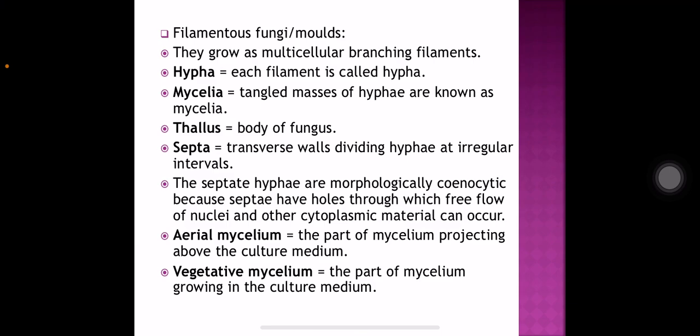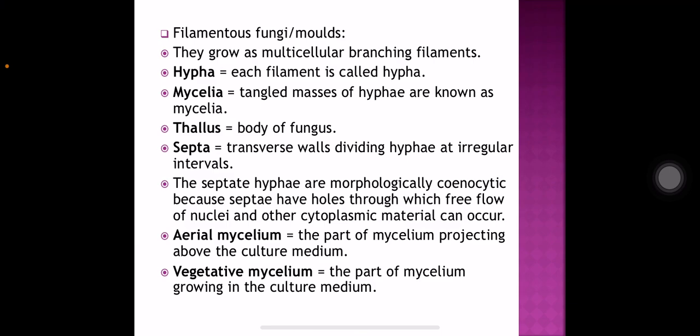Now these are several terms. The third category is filamentous fungi. The filamentous fungi or molds grow as multicellular branching filaments. In that several terms are there. The hypha, what is hypha? Hypha is a filament of fungus. Each filament is known as a single hypha, and several hypha together are known as hyphae. Then a mass of entangled hyphae is known as a mycelium, and several mycelia, plural is mycelia and singular is mycelium. The main body of fungus from which the hyphae arise is known as thallus.